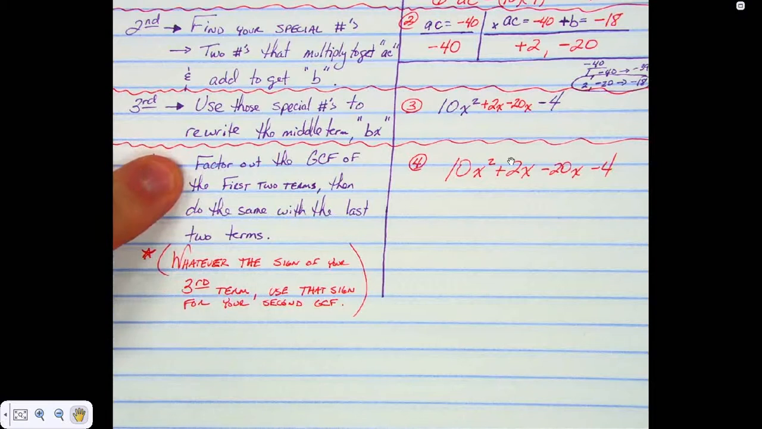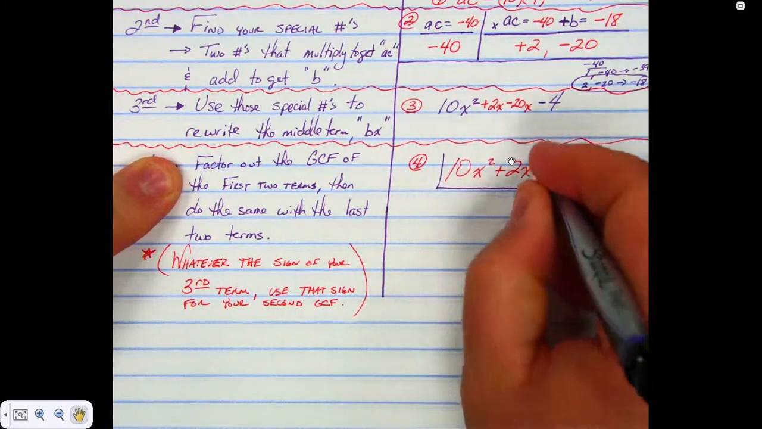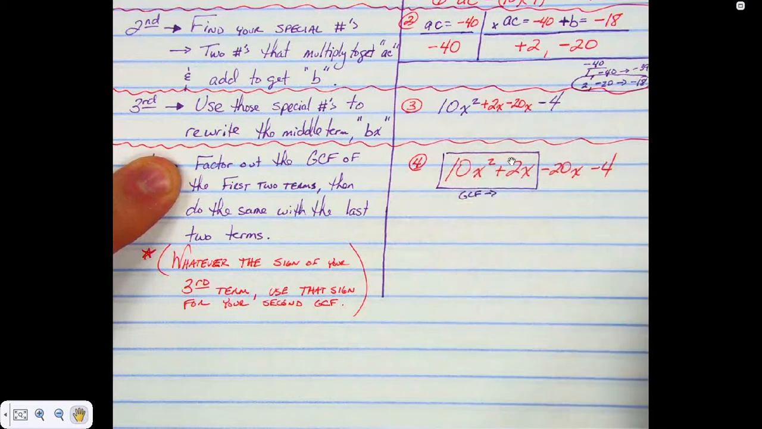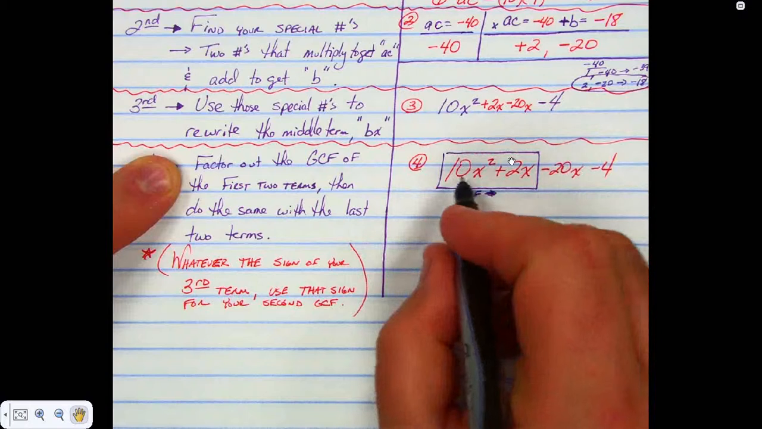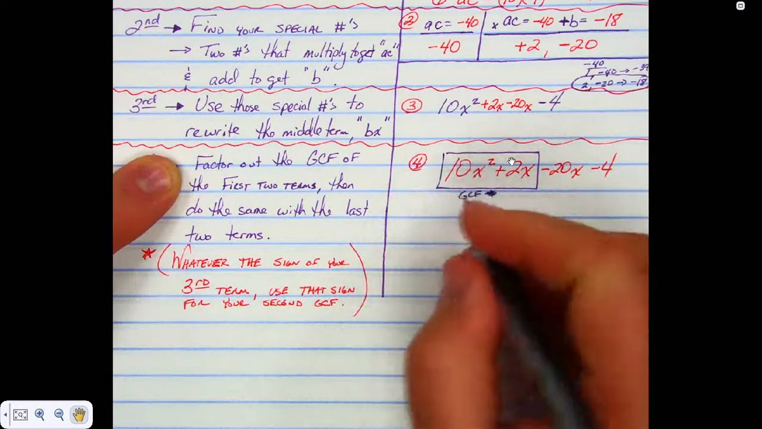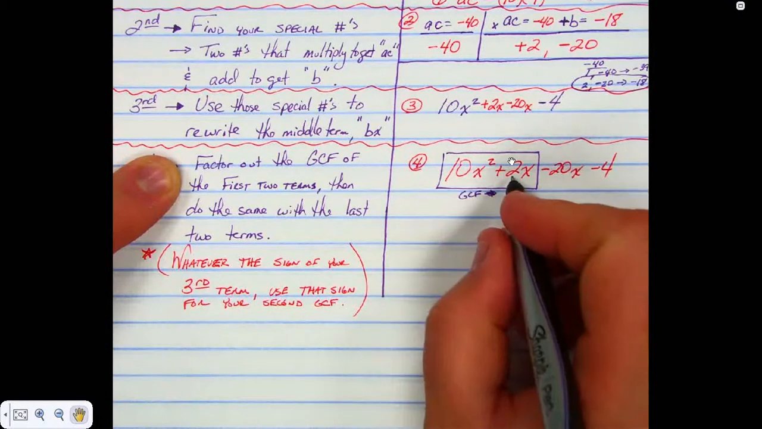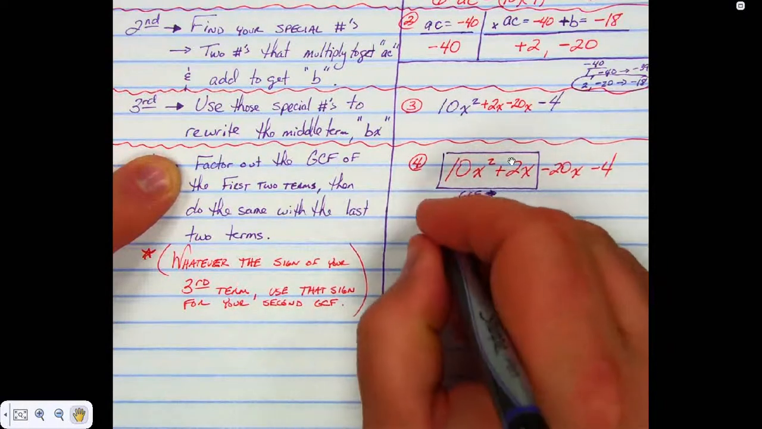Okay, first it tells me factor out the GCF of the first two terms. What are the first two terms here? I need to factor out the GCF here. So, first look at your numbers. You have the numbers of 10 and 2. What is the GCF of the numbers there? Will 10 divide into 2 evenly? And 2 will divide into both. 2 is the biggest number that will divide into both evenly. So I can factor out a what? 2.